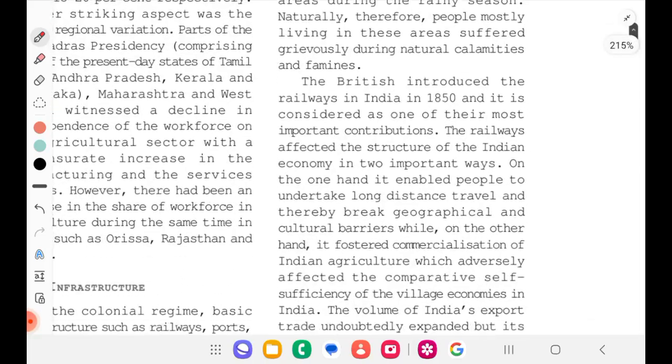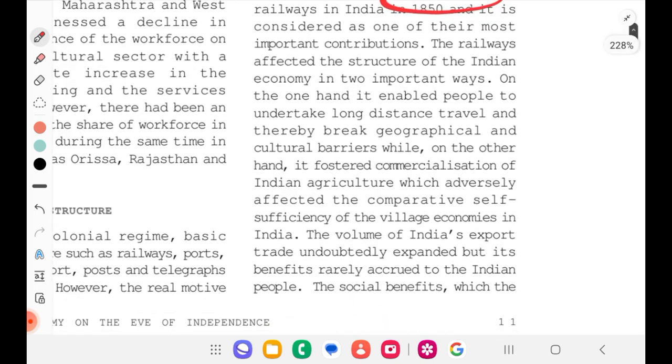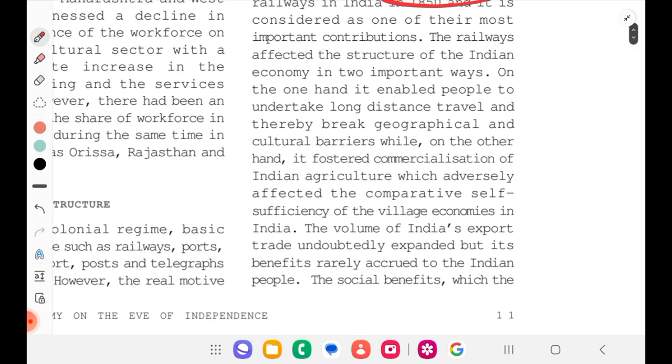The British introduced the railways in India in 1850, and it is considered one of their most important contributions. The railways affected the structure of the Indian economy in two important ways. On the one hand, it enabled people to undertake long distance travel and thereby break geographical and cultural barriers, while on the other hand, it fostered commercialization of Indian agriculture, which adversely affected the comparative self-sufficiency of the village economies in India.